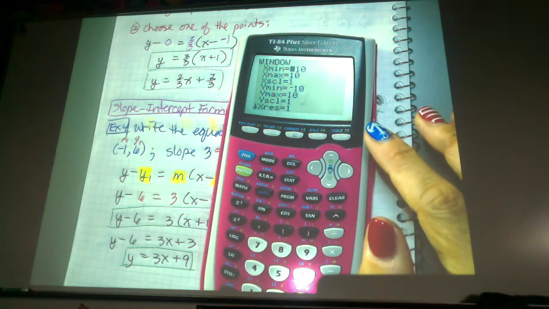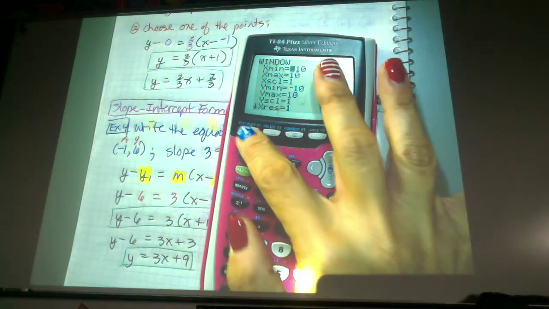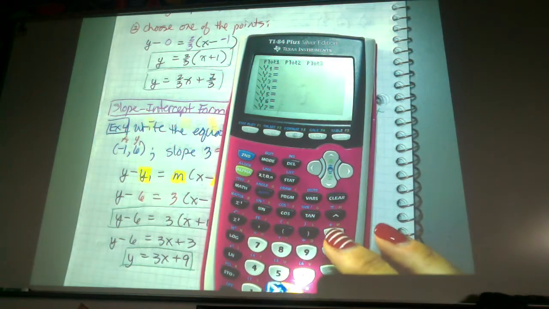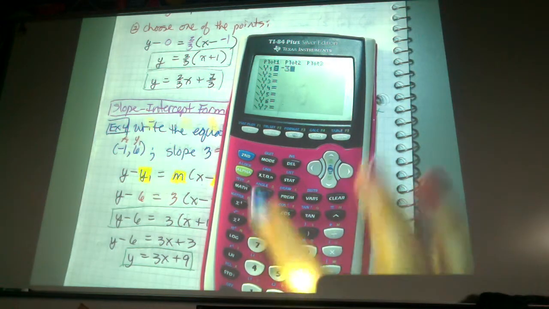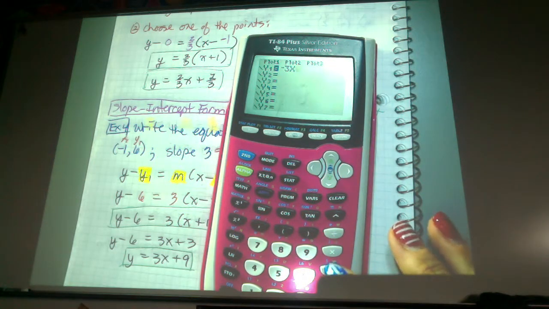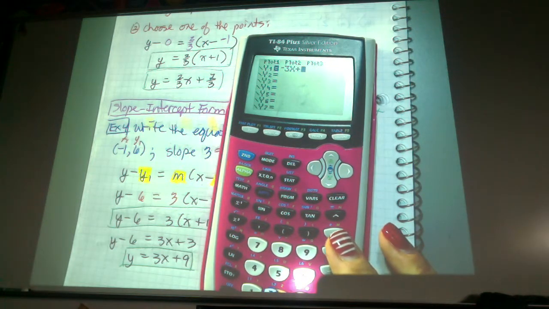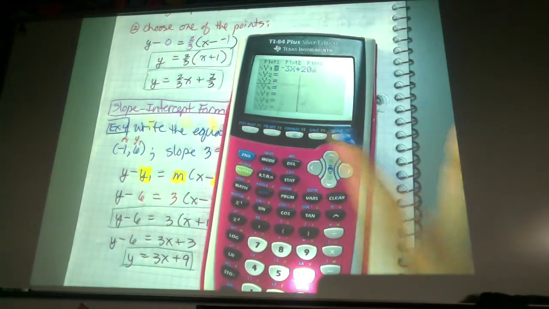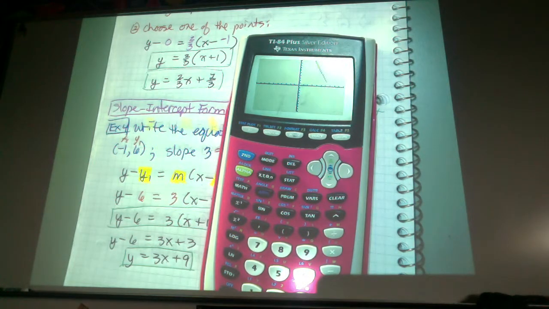Go ahead and put the following into y equals. So clear this out. If you were to put in negative 3x plus 20. Let's say that that was your equation, you had your graph. Hit graph, what do you see? Where's the y-intercept on that one? You can't see the whole line, right?